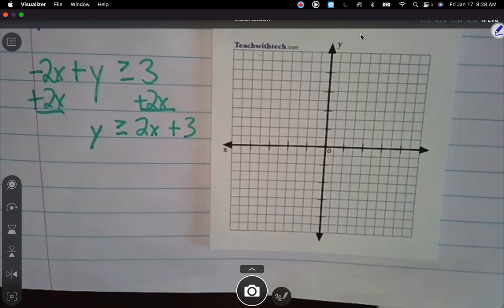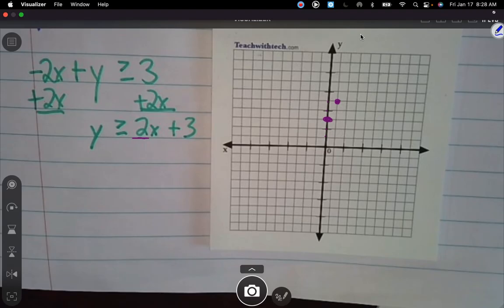Now, I can graph it. This says I'm going to go up 3. So I'm going to go up 1, 2, 3. And from there, what's my slope? 2. That means I go up 2 and over 1. Dotted or solid line?